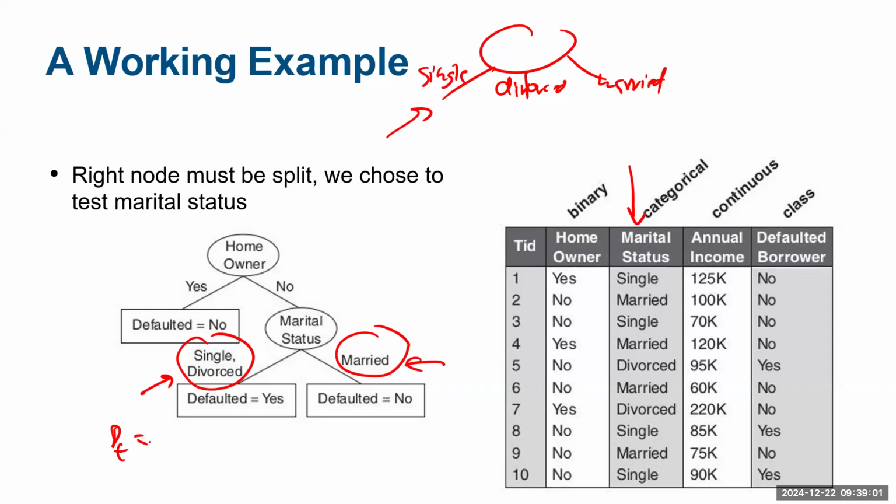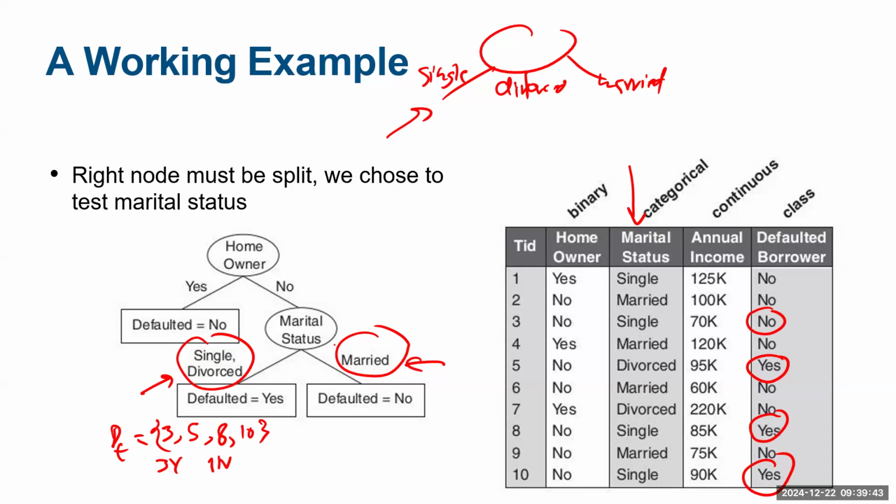What is my DT for single and divorce, right? So that person does not have a home and is single or divorced. So I look at all the no and single divorce. So I have this one, no divorce, no single, no single. So on this side I have 3, 5, 8, and 10, right? And this gives me 3 yes and 1 no.